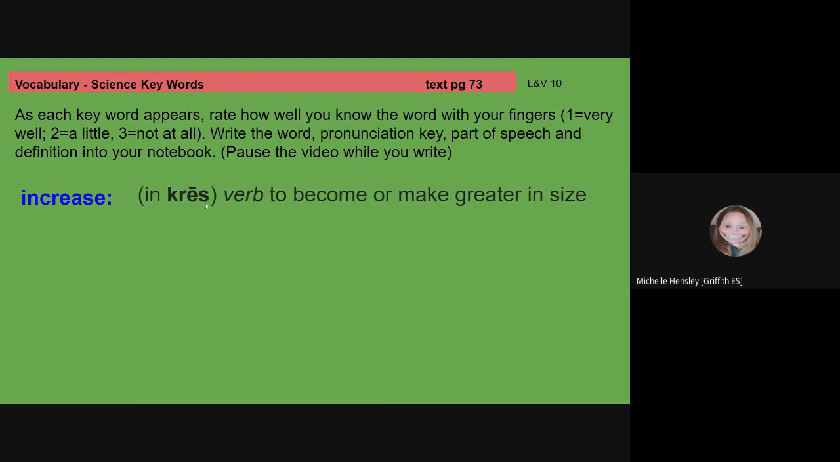Increase is also a verb. It's an action word, and it means to become or make greater in size. It's kind of the opposite of decrease. Decrease is to become smaller or less. Increase is to become or make greater in size. So you're going to write that in your notebook. Increase, verb, to become or make greater in size.